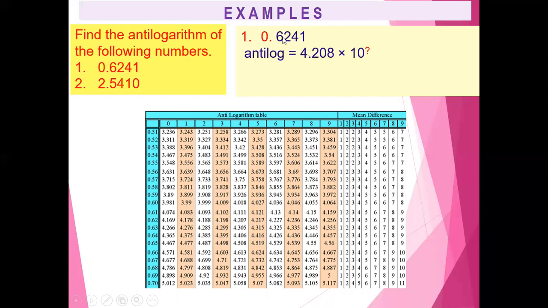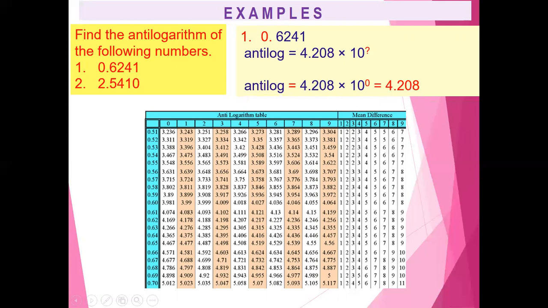Now, after getting this part, how do you know the power of 10 of the original number? It's easy. Just check the value you have here, 0, and that becomes your power of 10. So 4.208 times 10 raised to the power 0 here. Okay, and 10 raised to the power 0 is 1, so it just remains 4.208.